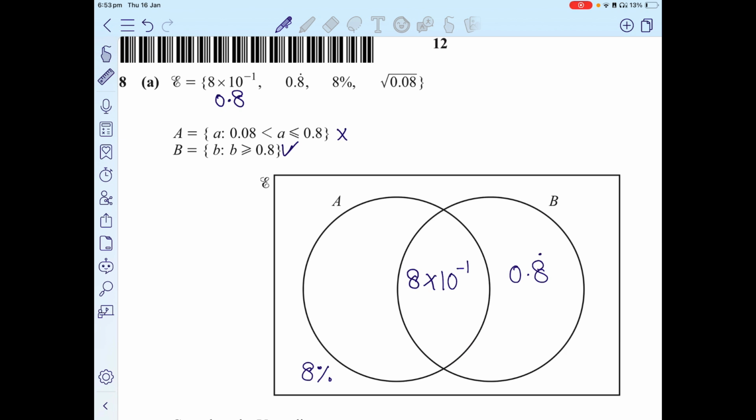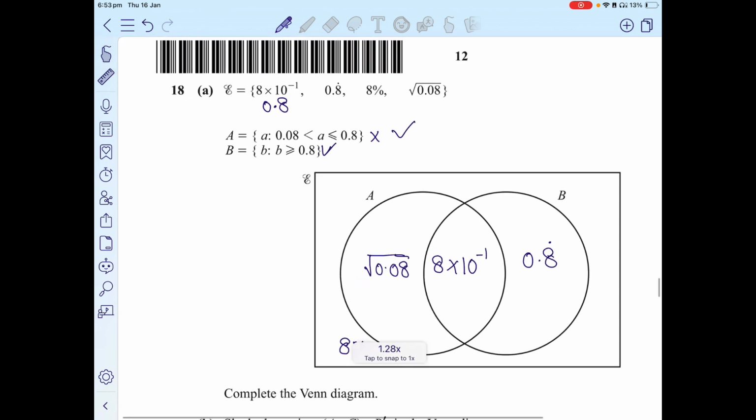Then root of 0.08 is equivalent to about 0.28 if you just take the first two decimal places. So 0.28 is greater than 0.08 and less than 0.8, so it falls in A, but not in B, because B is only for values greater than 0.8. Therefore, root of 0.08 goes in A. Again, just simple calculations. Be careful about whether a value can go in both categories or in neither, and you will get your answer. Do not assume that all of the columns will be filled. One of the columns can be empty. All right.